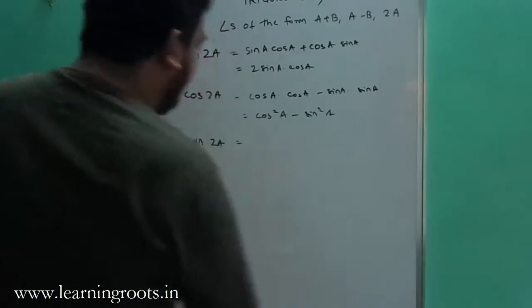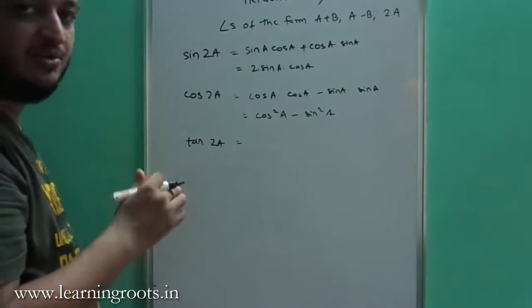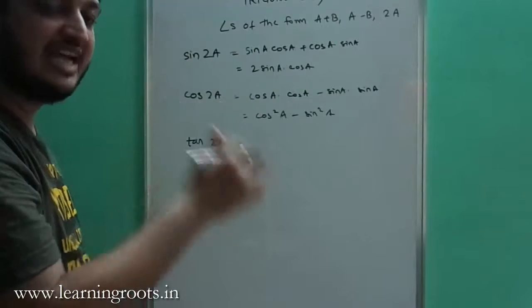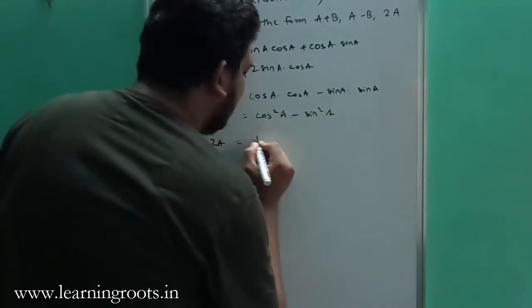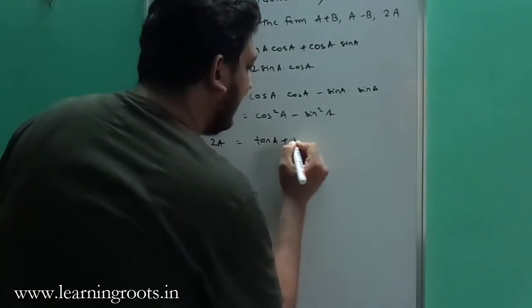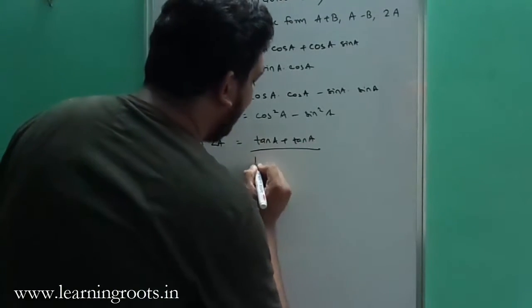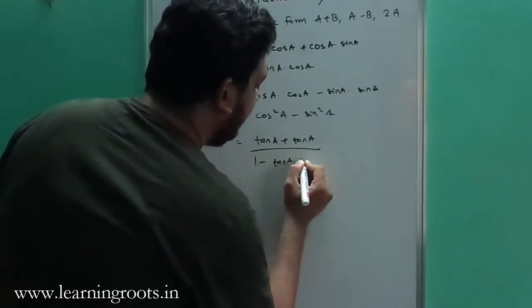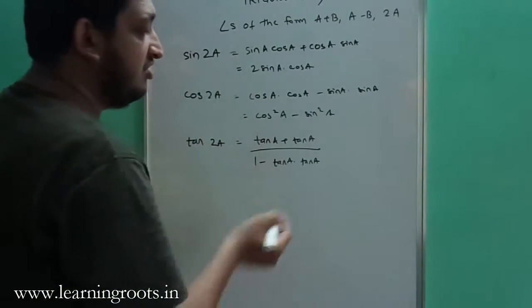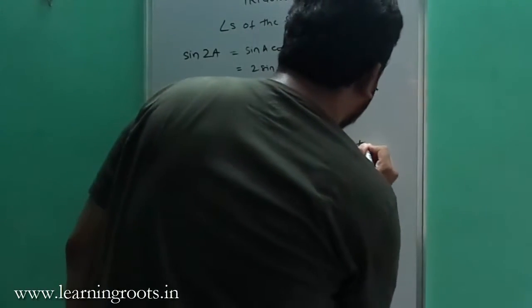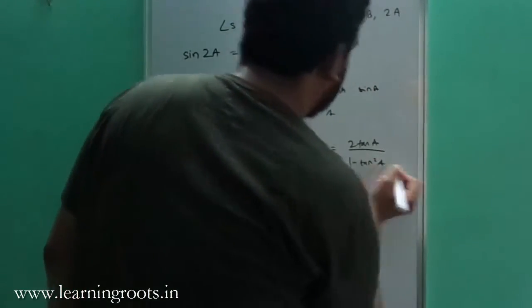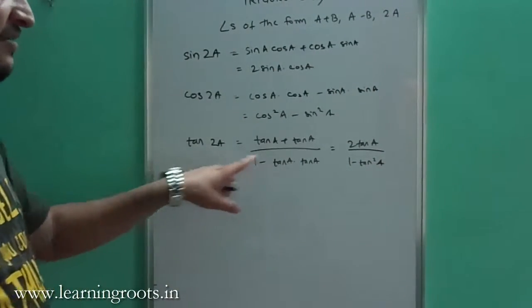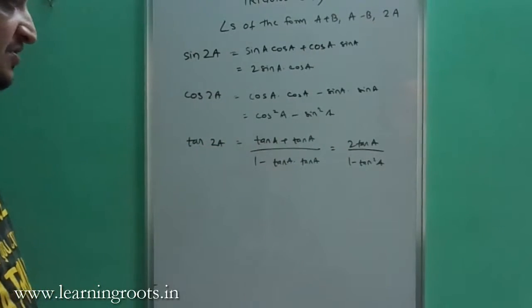And again, coming to tan 2a, as you saw in the previous video, tan of a plus b was nothing but tan a plus tan b upon 1 minus tan a tan b. So now if a equal to b, it will be tan a plus tan a divided by 1 minus tan a into tan a. So this will be nothing but 2 tan a divided by 1 minus tan square a. So tan 2a will be nothing but 2 tan a upon 1 minus tan square a.